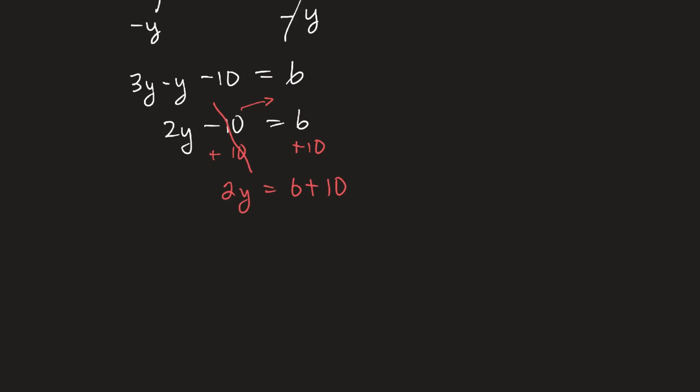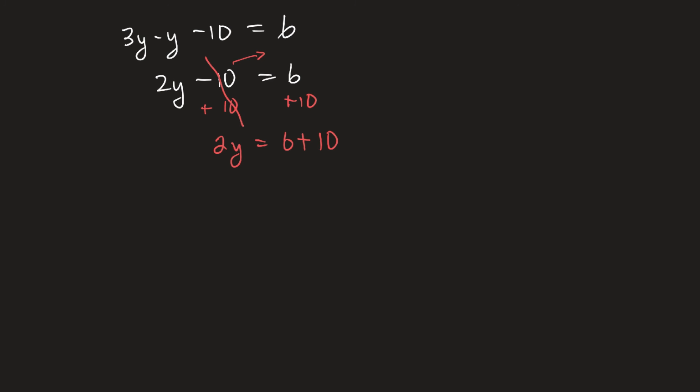And then 2y is equal to 16. And now since I'm multiplying by 2, I'll divide this side by 2, divide this side by 2. The 2's cancel, and 16 divided by 2 is 8.